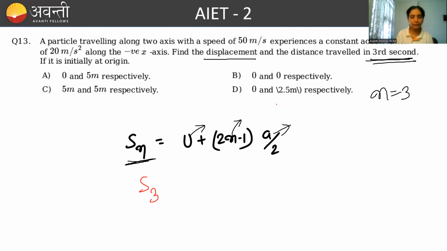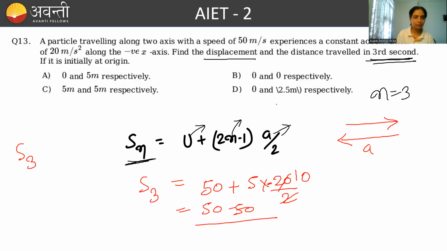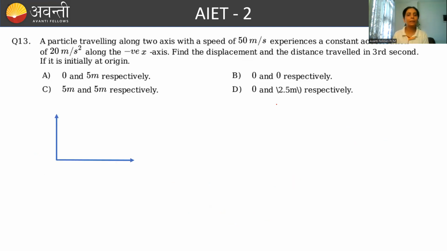So x3 को आप कैसे निकालोगे? u का value is 50 plus (2n, that is 3 into 2, that is 6 minus 1, that is 5) into acceleration 20 by 2. Again, body is moving in this direction, acceleration is in this direction. So acceleration sign यहाँ पे हम लोग क्या लेने वाले हैं? Negative. Now, if you see it, 50 minus 50. So displacement is how much? 0. Displacement is 0 in third second. So S3 is 0, where S3 is displacement in third second. Now we have to calculate distance.